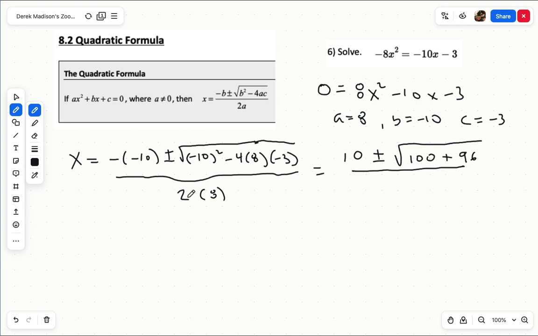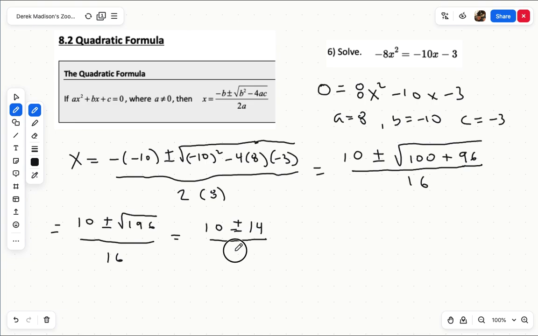All over 16. So coming over here, that will be 10 plus or minus 196 over 16. And then, before I got worried about simplifying this, I would just see if the square root of 196 is anything good. And if you do that, you will find that it is 14. So this is really 10 plus or minus 14 over 16.